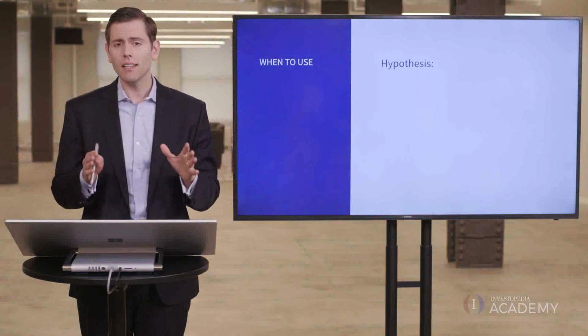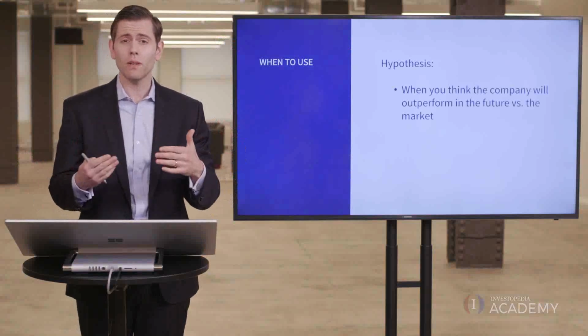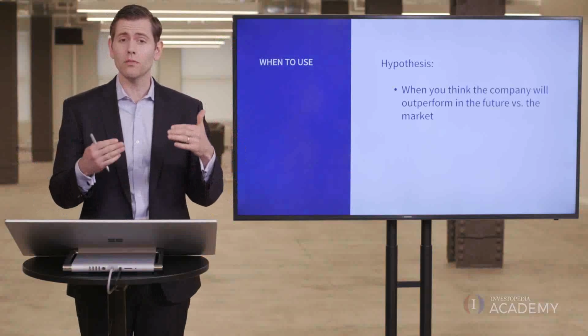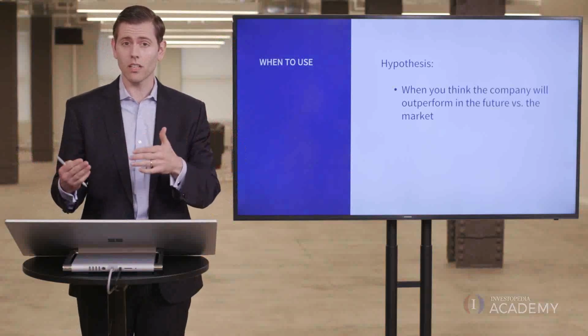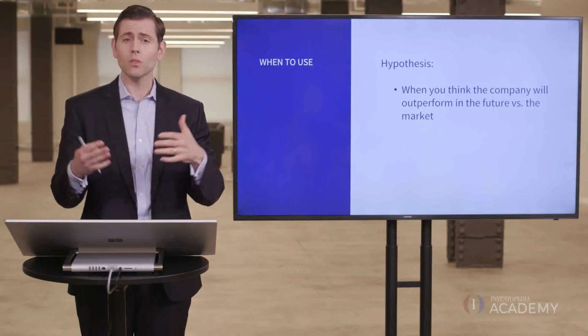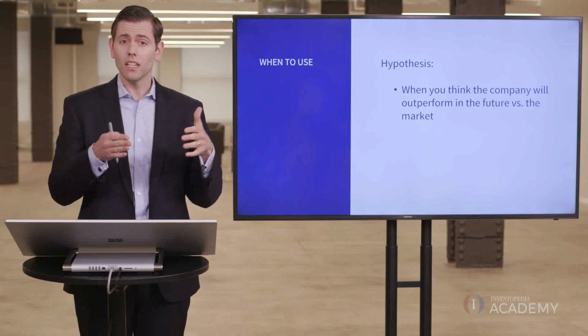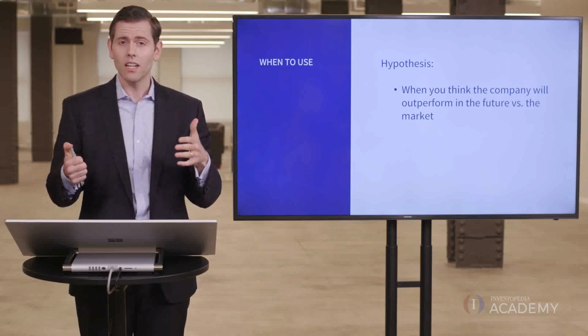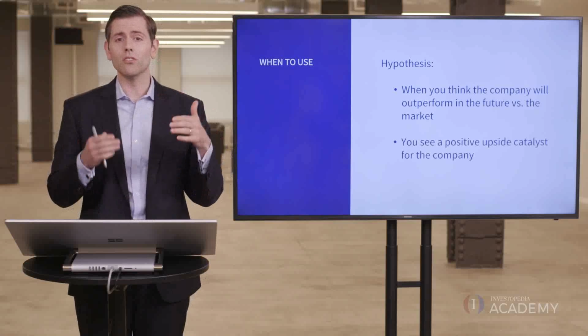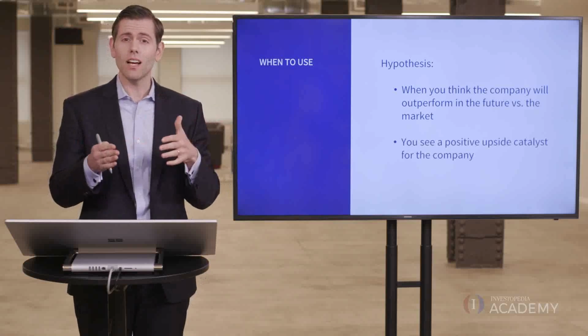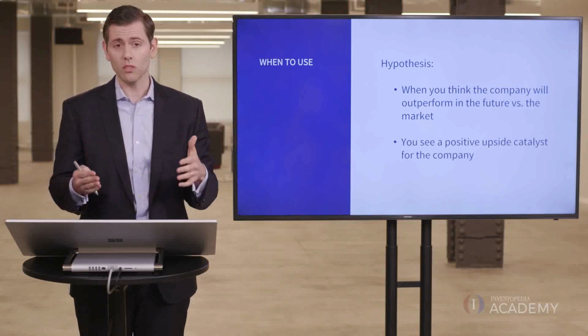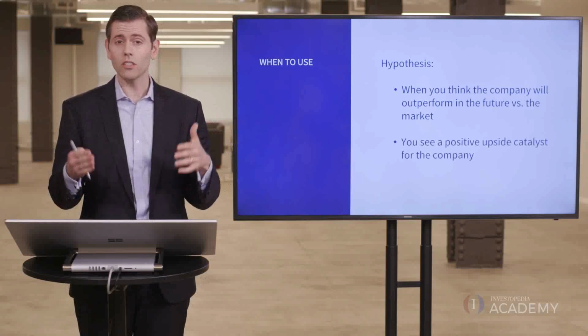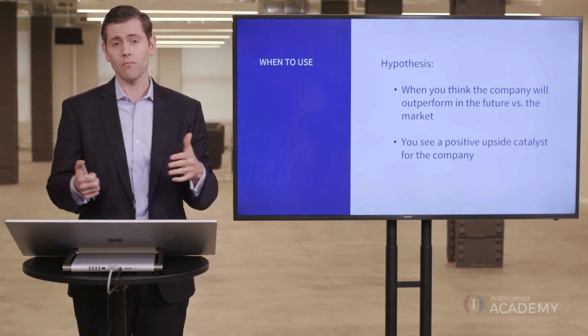So your hypothesis needs to be that you expect the stock to outperform in the future versus the market. Remember, the market is actually really important in determining the direction of a stock. But the bottom line here is you expect there's going to be an upside positive catalyst for the stock in the future. That is when you're going to put on a trade setup like this.